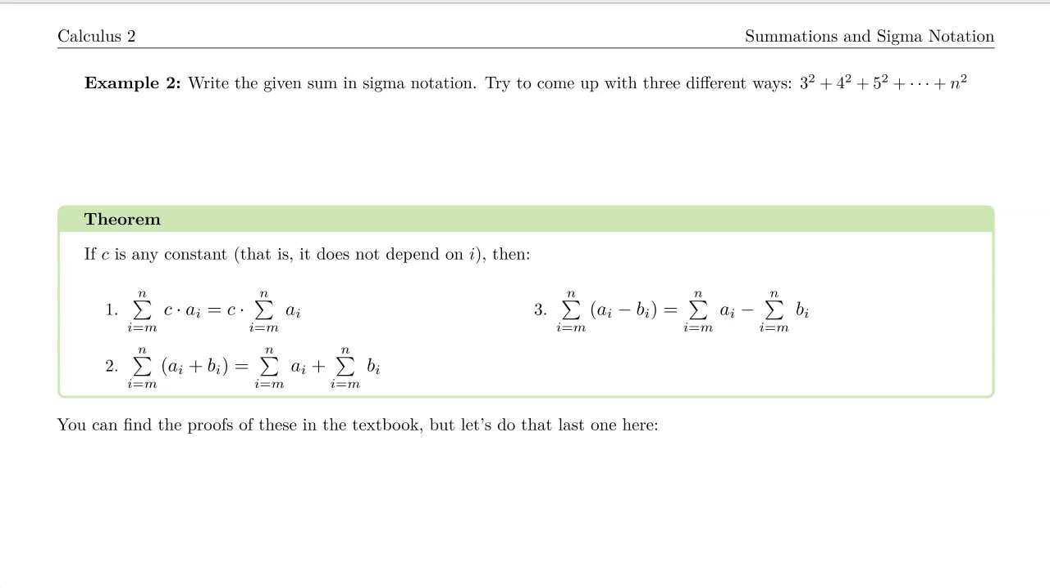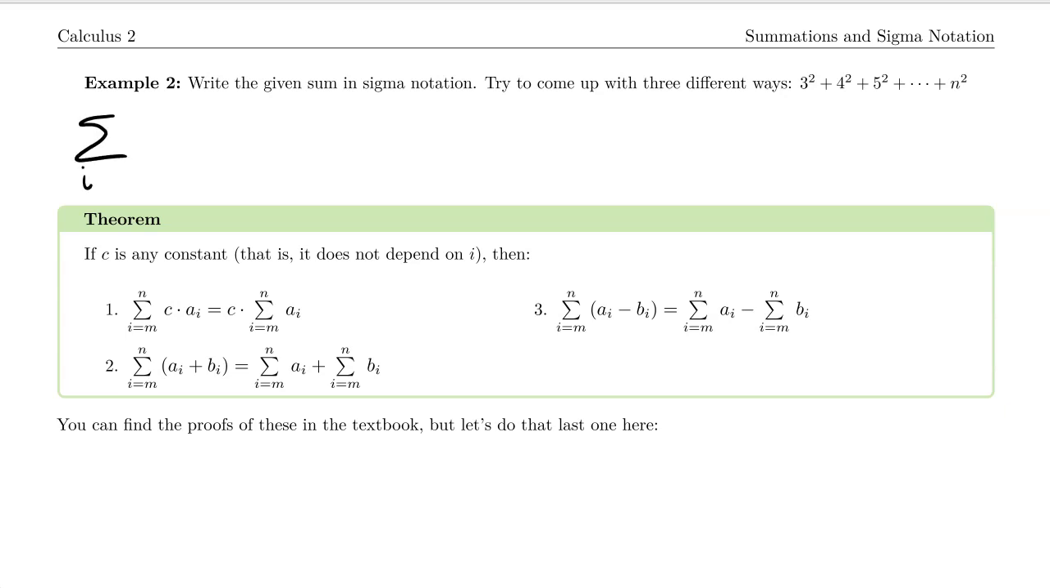Our next example says write the given sum in sigma notation. Try to come up with 3 different ways. So we have 3 squared plus 4 squared plus 5 squared plus ... plus n squared. So what does it mean by 3 different ways? Well, let's start off with one way.